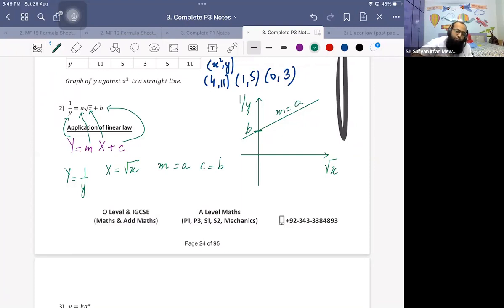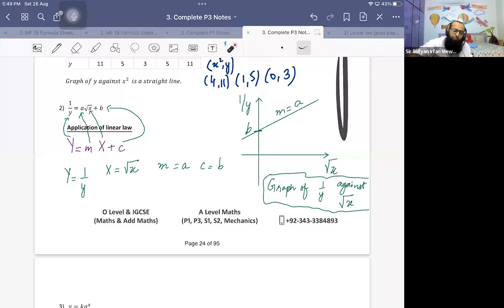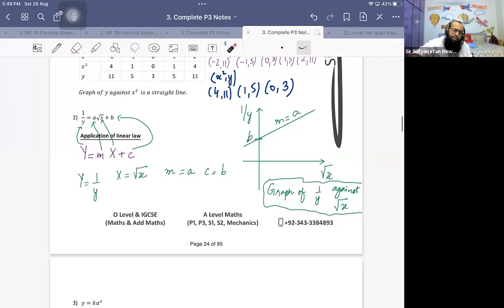And which kind of graph have we plotted? I'm writing, this is a graph of 1 upon y against root x. The intercept will be 1 upon y-intercept. Because on the vertical axis we have 1 upon y and on the horizontal axis we have root x, we call it the graph of 1 upon y against root x. I think I've made myself clear.